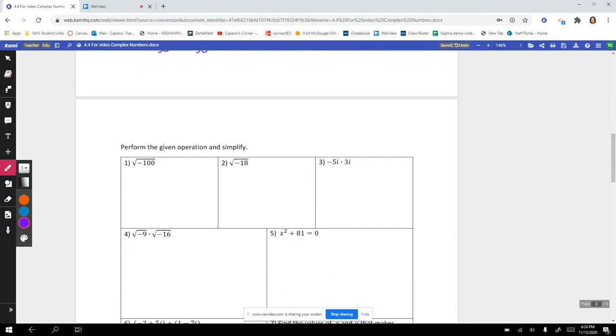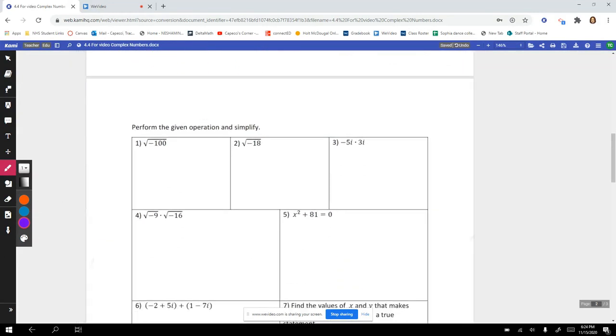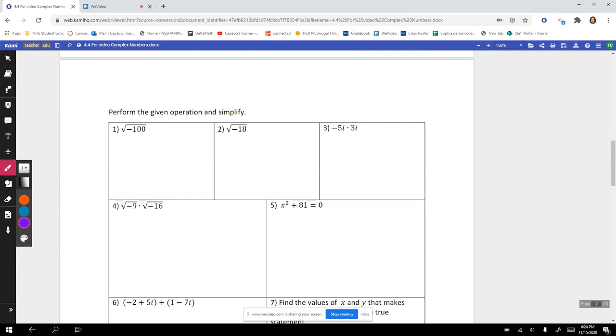All right, so now we're going to perform some operations and simplify. We're going to do a variety of different types of problems and simplifications here. So I have the square root of -100. Well, I'm going to split that up. In previous problems in Algebra 1, we would say not possible, no real solution. But now that we know imaginary numbers, we can simplify this.